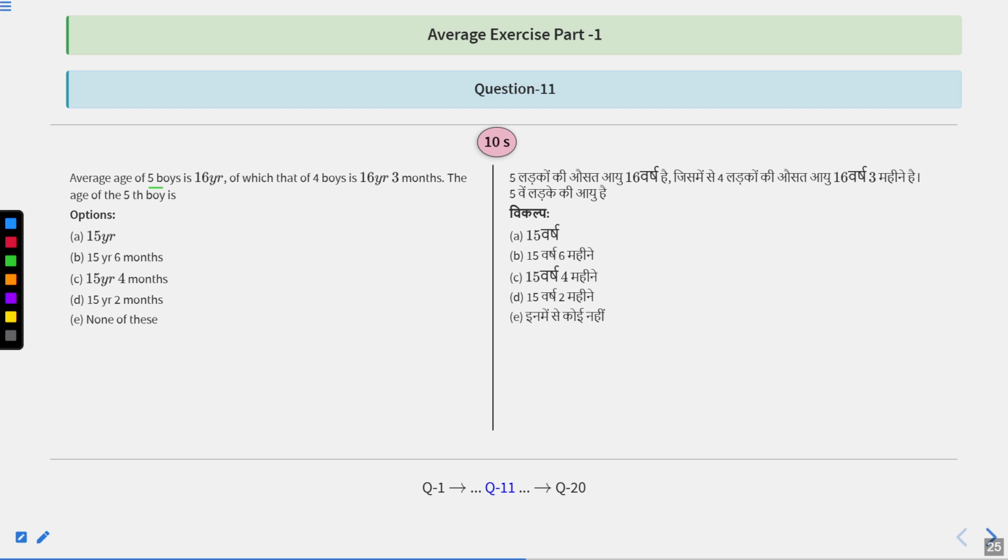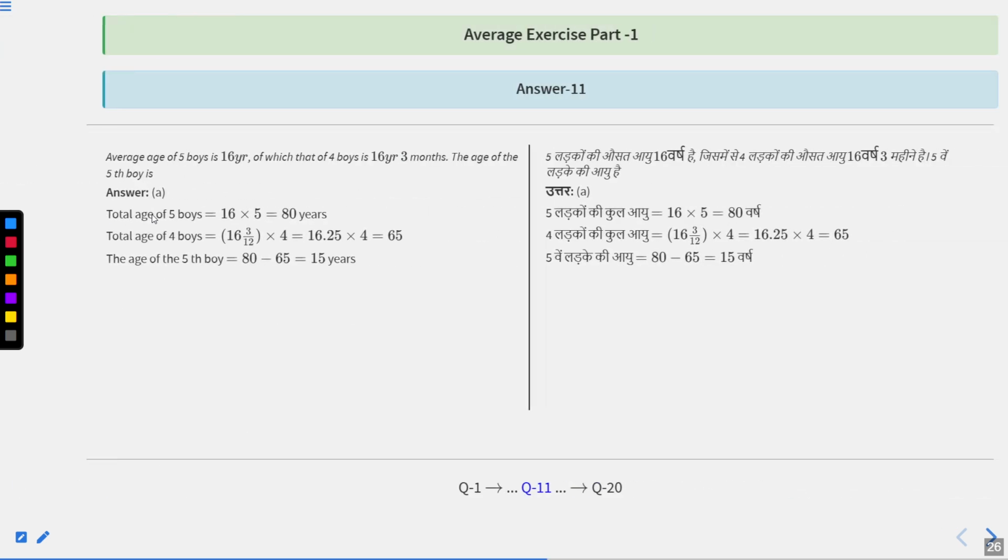The average age of 5 boys is 16 years, of which that of 4 boys is 16 years 3 months. The age of the fifth boy is? You have 5 options and 10 seconds to analyze the question. Your time starts now. Now time's up. Let's see the solution.